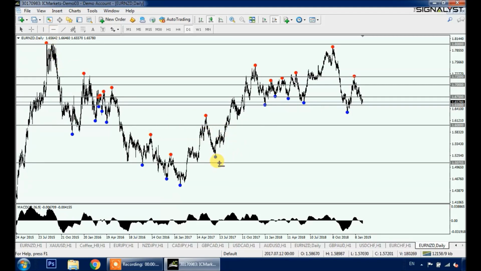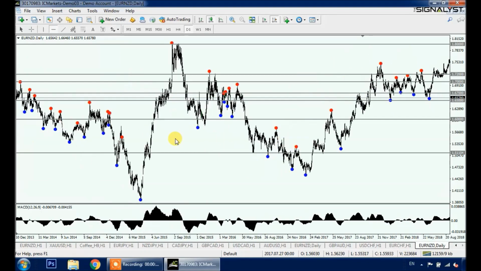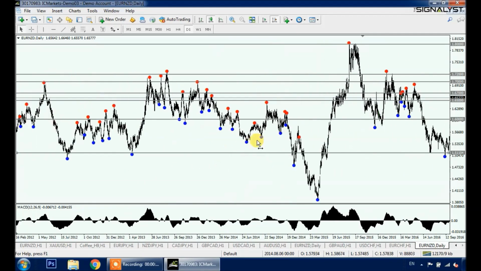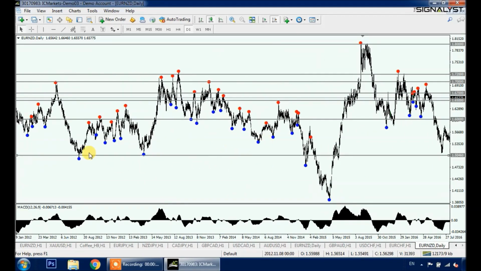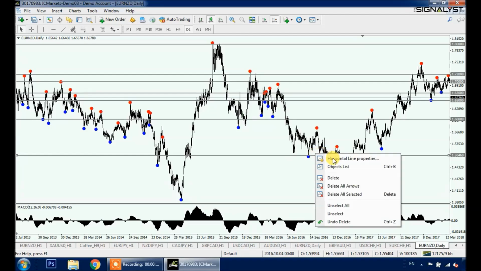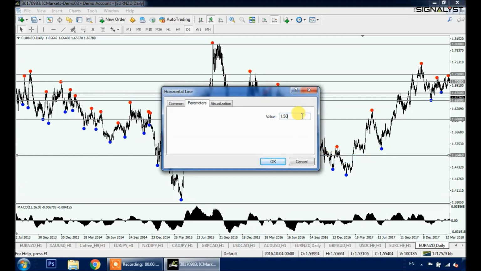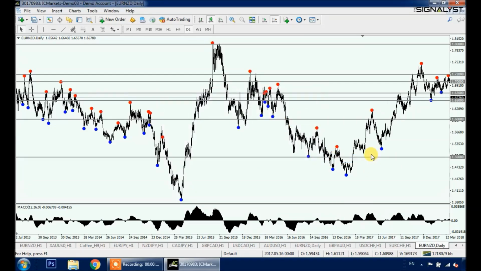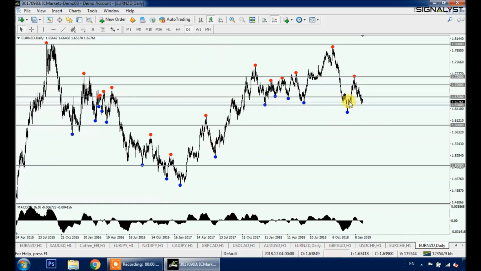Here we can connect 2 dots. We scroll back. As you can see here, 1, 2, and 3. Let's make it 1.5. And as you can see here, we have levels close to each other, so we can treat them as zones.